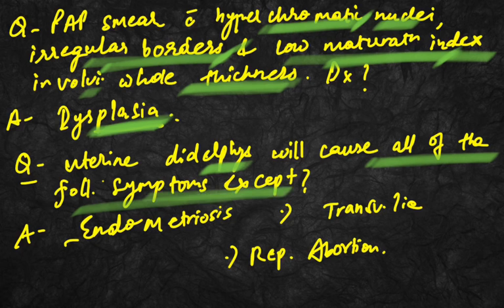Now, uterine didelphys will cause all of the following symptoms except one. Options given: recurrent abortion, transverse lie, and endometriosis. So it will not cause endometriosis. It can cause transverse lie and it can cause repeated abortion.